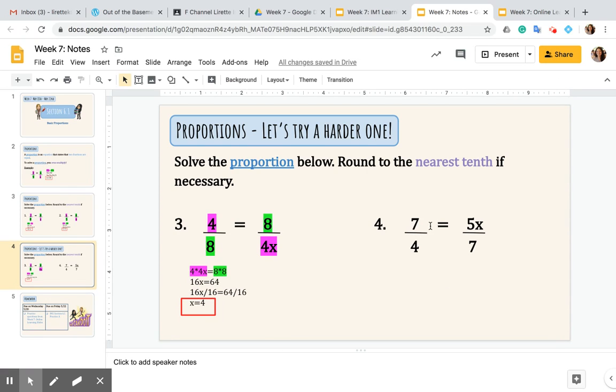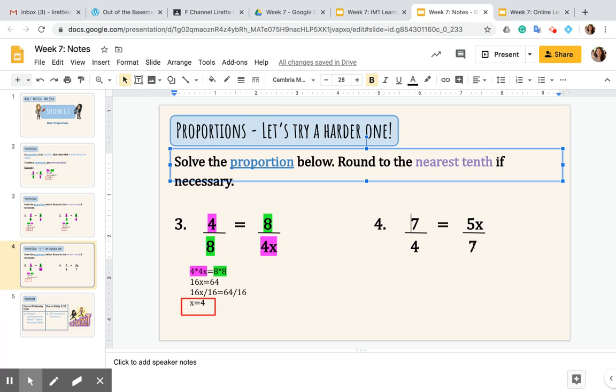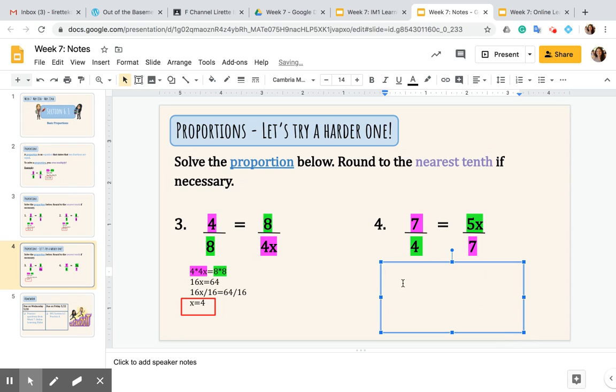Okay, so I've got 7 over 4 equals 5x over 7. So one of my cross products is going to contain 7, and then diagonally across from that is 7. My other cross product is going to contain 4, and then diagonally across from that is a 5x. So I'm going to insert a text box so I can do my work. You guys won't have to insert text boxes. I already have them there for you. And now I'm going to set up my equation and solve.